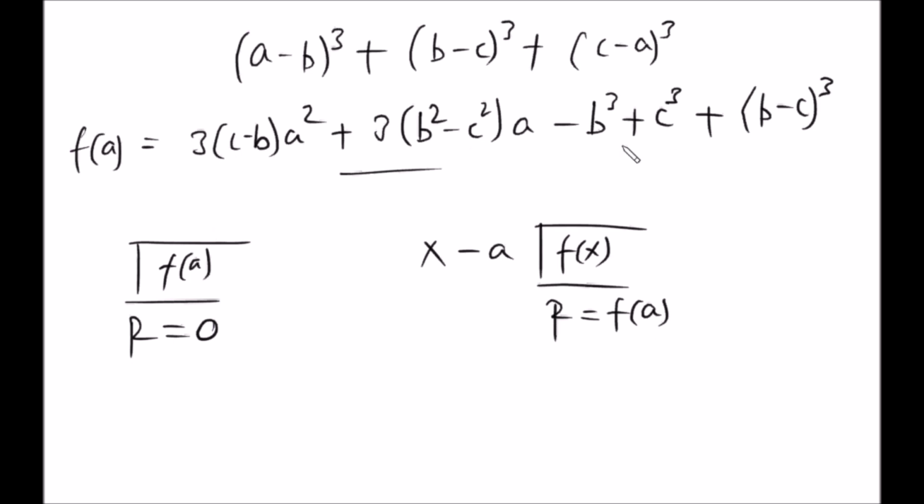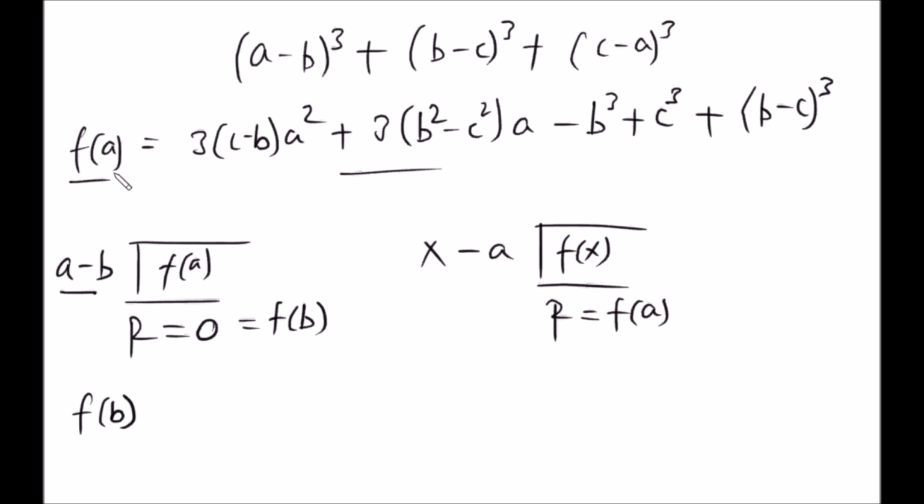Sasa umeona hii f of a yetu hapa nikigawanya je na a minus b, nimechagua tu randomly a minus b. So hapa tuna x, hapa tuna a, so hapa tuna b, hapa tuna a, hapa tuna b, maana remainder hapa itakuwa ni f of b. So if a minus b is a factor of this expression, then f of b must be equal to 0. So tuangalie kama f of b ni 0.